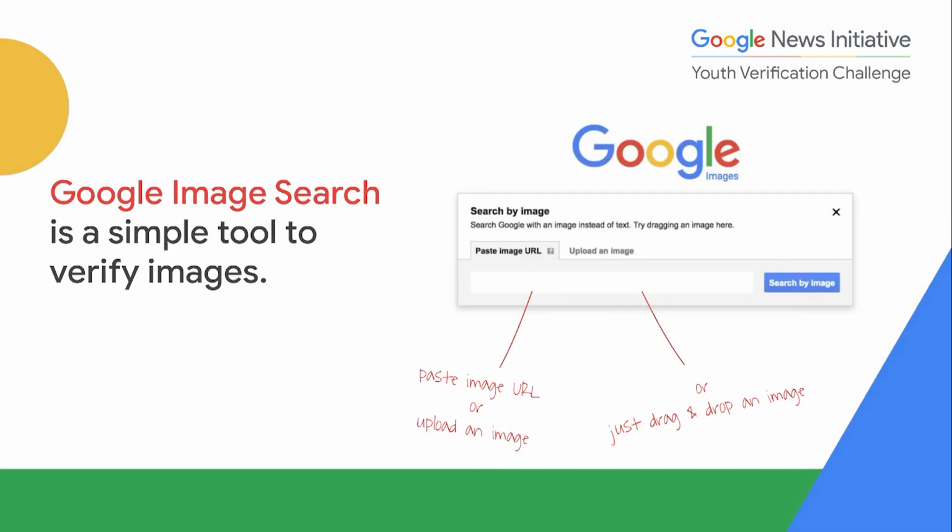Google Image Search is one of the most widely used tools. You can easily paste the image URL or simply drag and drop the images. Google image search will return a number of photos or content that may look similar to the given image, and you may determine if the image is genuine or old and recycled, depending on the search results.